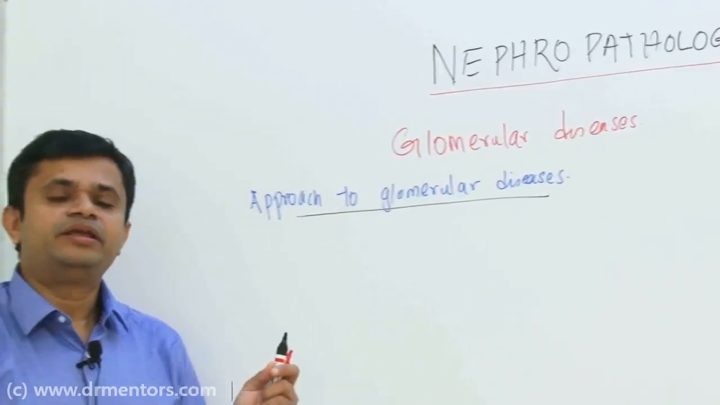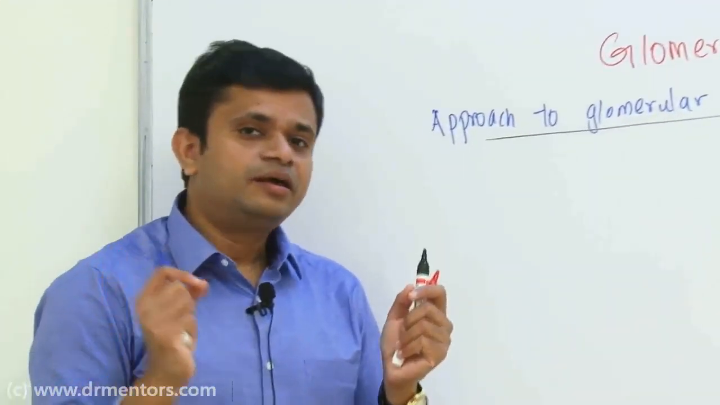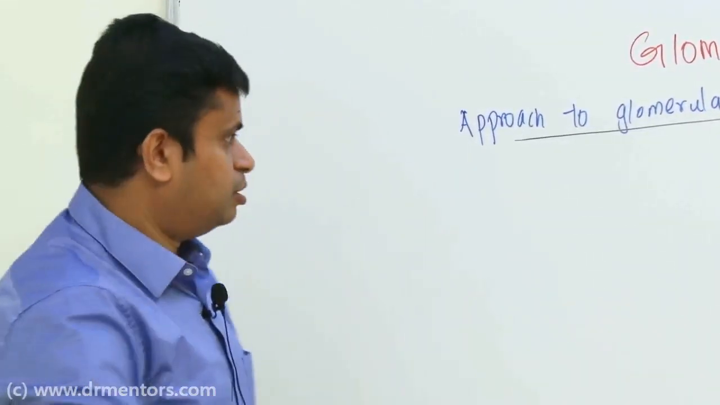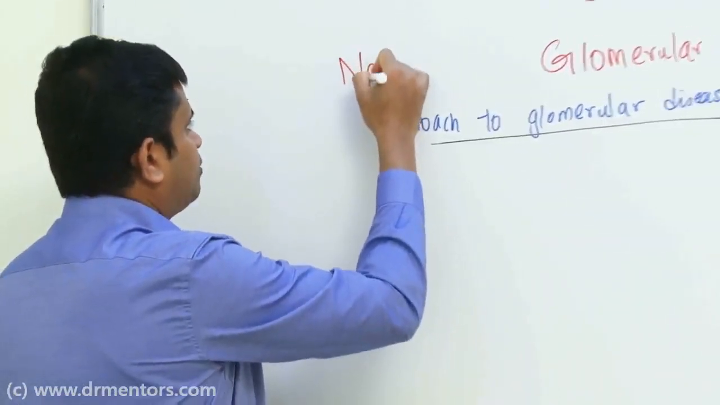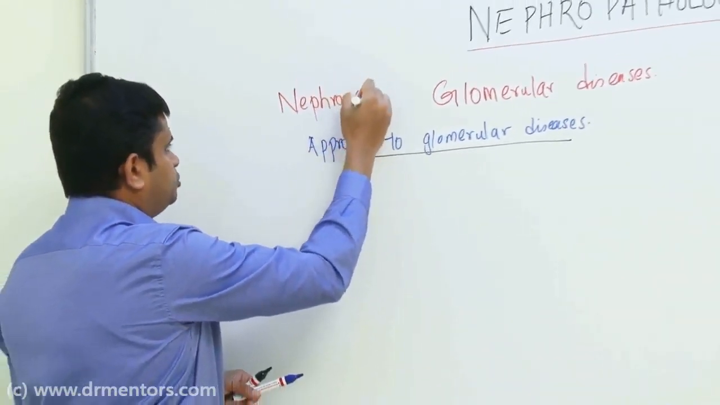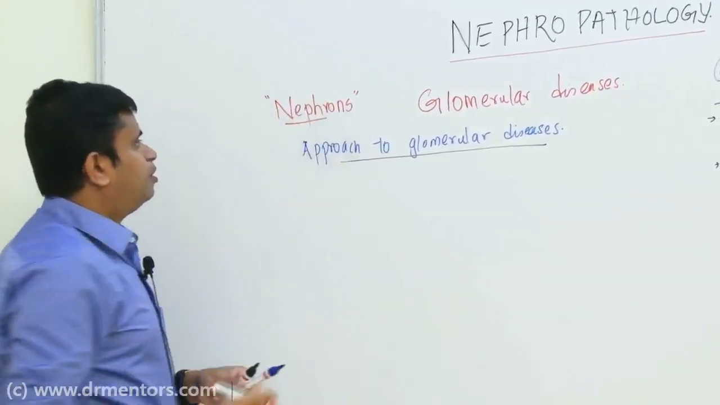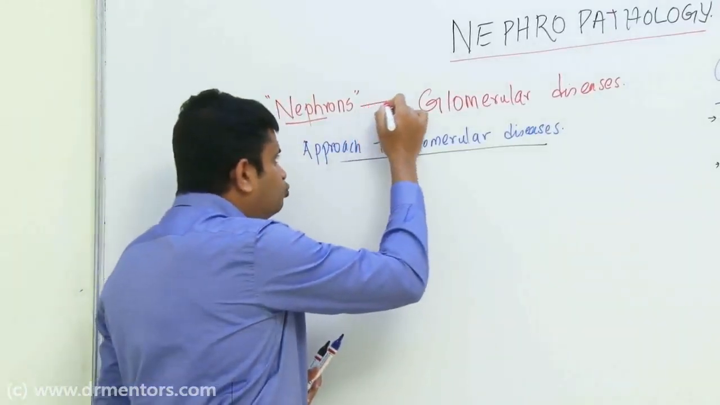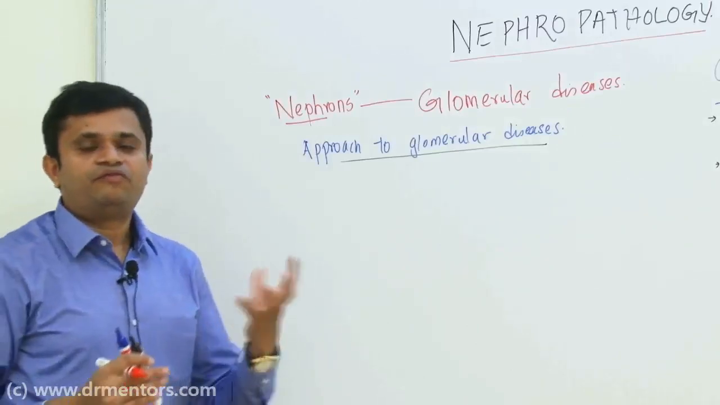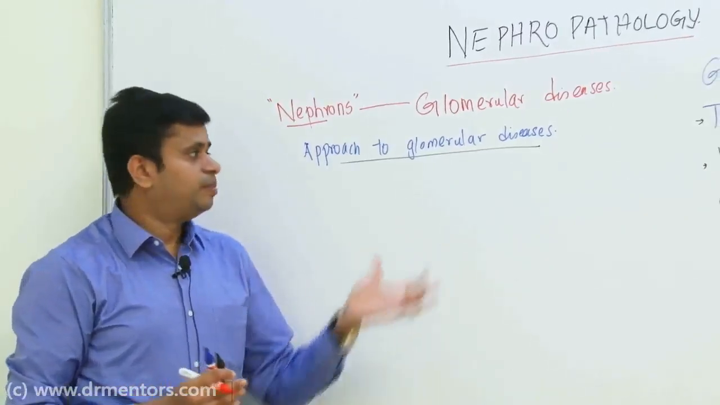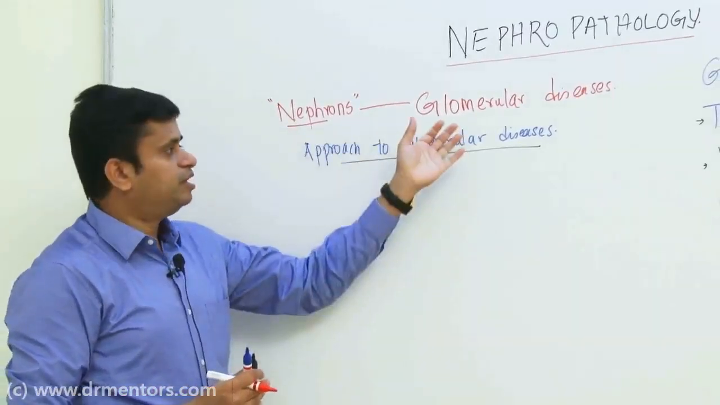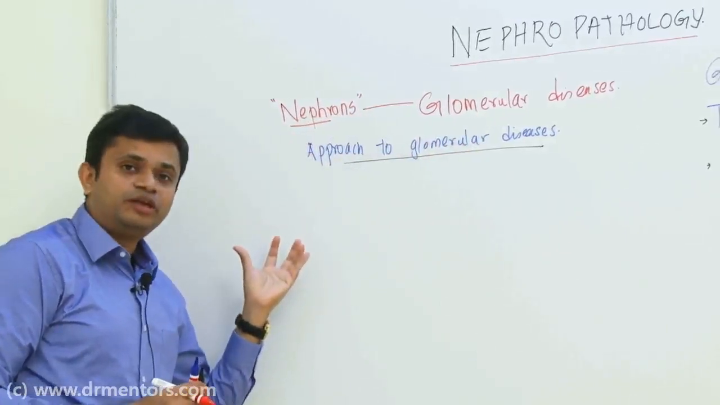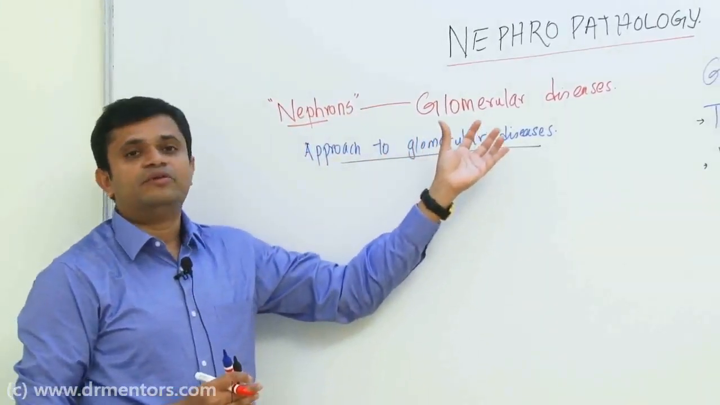we all know kidney, the most important and functional unit of the kidney is the nephron. So obviously nephrons are the major functional units of the kidney. Now within the nephron, the glomerulus is one of the main functional and anatomical parts. So obviously any glomerular disease will impact the function of the nephron, will impact the function of the kidney. So obviously glomerular diseases are a very important thing.